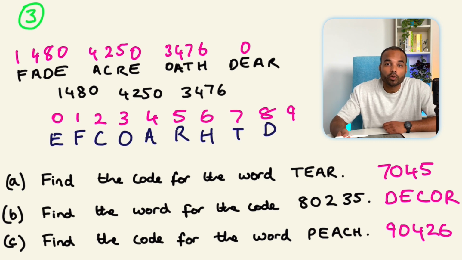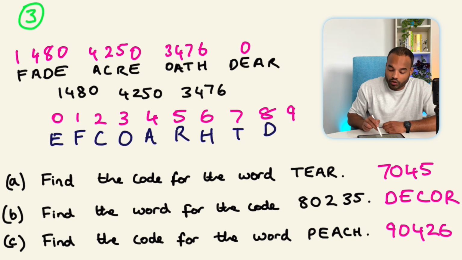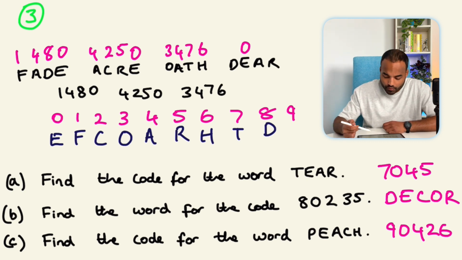A quick tip for those of you who are doing 11 plus exams, and in particular multiple choice papers. If you spot this in a multiple choice paper, let's take question A for example, where you had to find the code for the word tear. When you're calculating the code, if you spot that there is only one answer option that begins with 7 and 0, well, don't bother wasting your time working out what A and R are. Just go ahead and circle 7045 as your answer. It'll save yourself a little bit of time, and that time can be valuable. You can put that towards other questions.